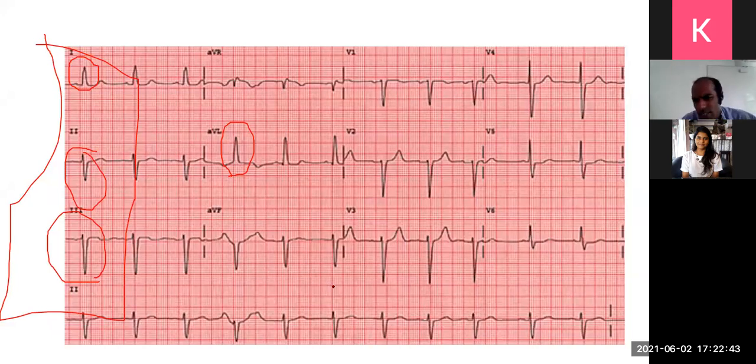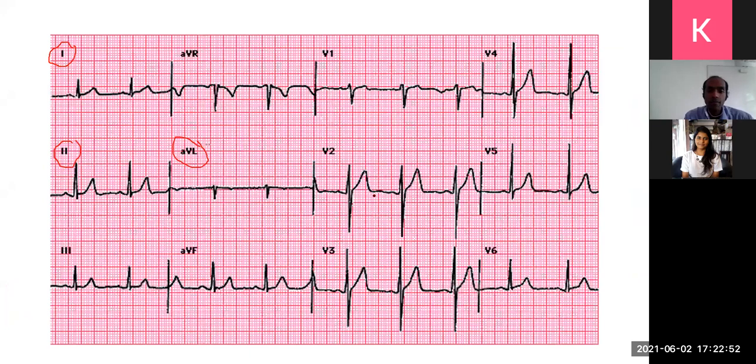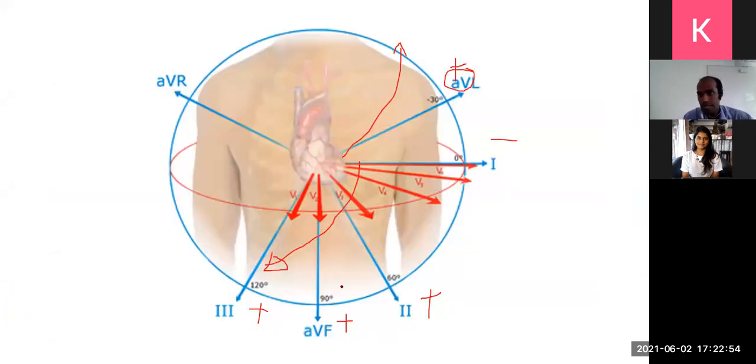It's not always the limb leads. You can use the limb leads only also, no problem. But looking at this picture, you can also use aVL, aVF, aVR also. You can only stick to 1, 2, 3 also, whatever you like. Not a problem. Even using 1, 2, 3, you can easily say. Now I'll show you that.